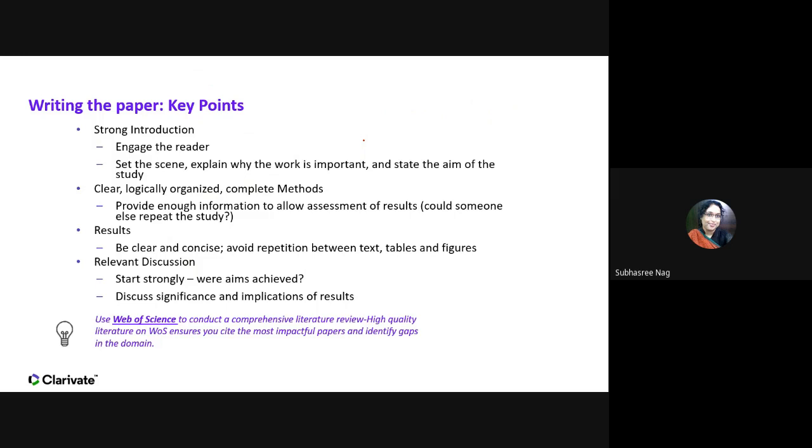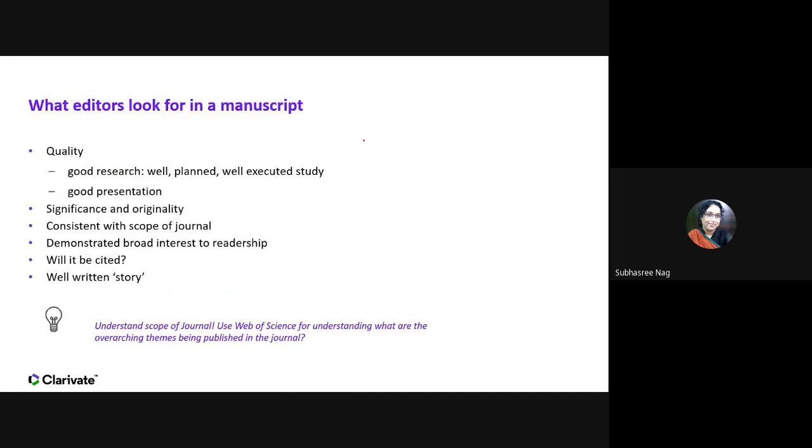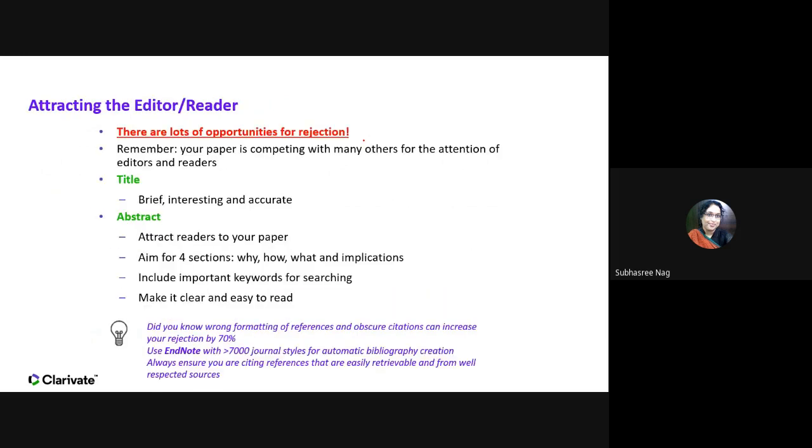Writing the paper, key points. Strong introduction: always start with a strong introduction that engages the reader and sets the scene. Then clear, logically organized, complete methods, results, and relevant discussion. Now I am going to let you read what editors look for in a manuscript. But the major point is that I am going to go one by one: how to write an introduction, how to do the methods, results, abstract, title, discussion, etc.